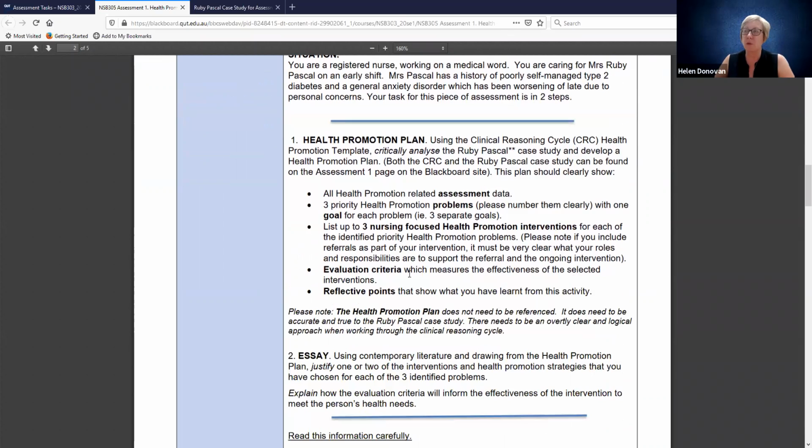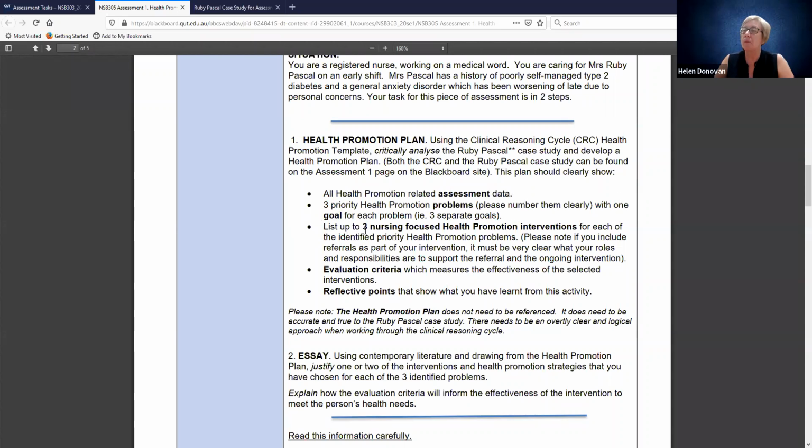The first one we've talked about, the health promotion plan using the clinical reasoning cycle. Only using that template, only 3 pages maximum, that's it. Now you'll see here it says all health promotion related assessment data. So that's everything, not just half of it, it's all of it. It must be comprehensive. And then from that, you will identify your 3 priority health promotion problems and you will number them and you will write a goal for each, making sure they relate to health promotion and enabling the person to take control of their health.